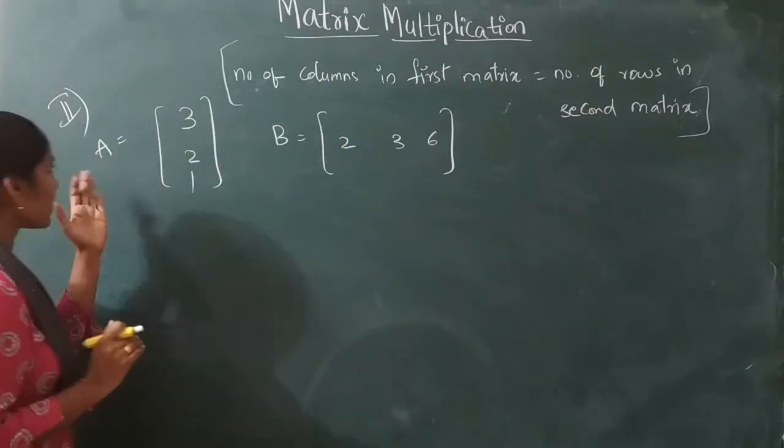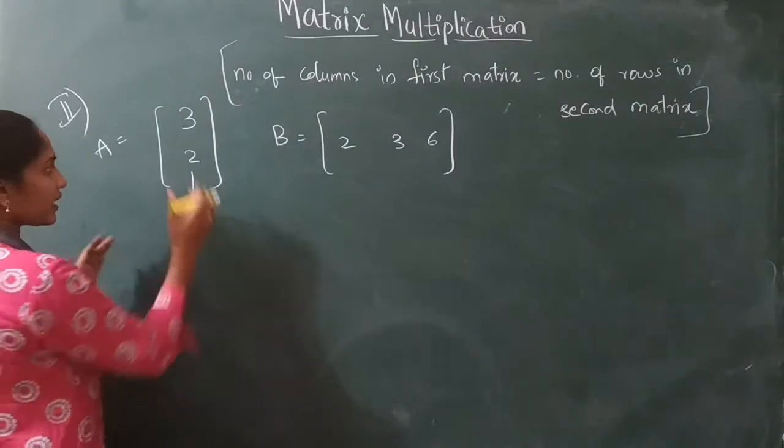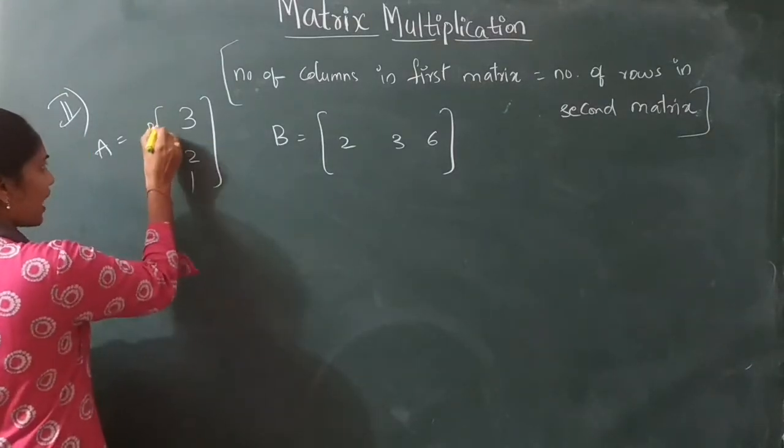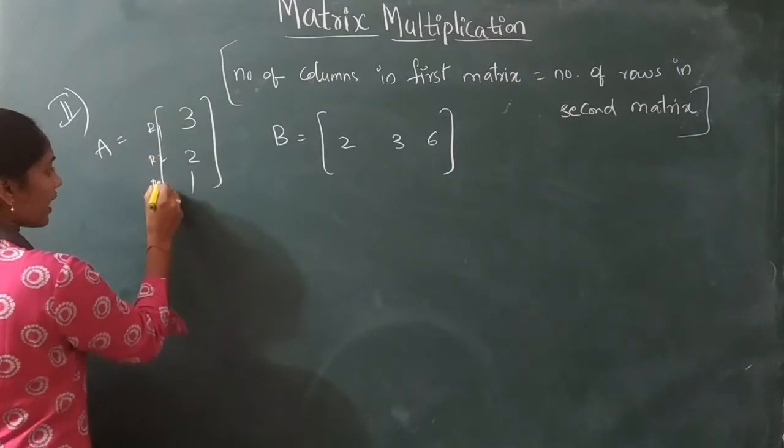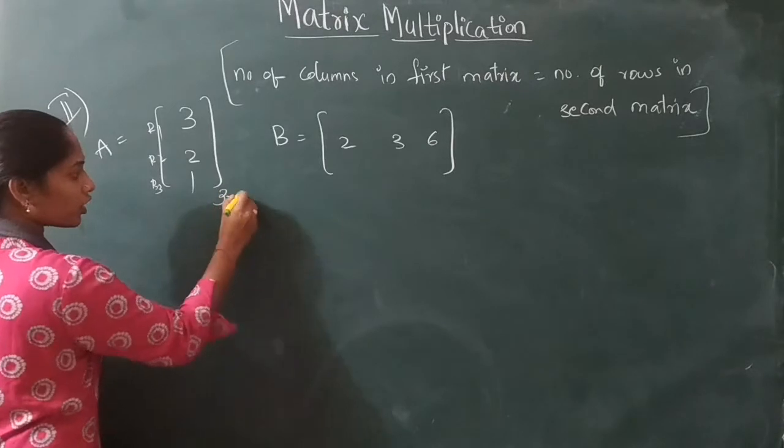So now let's see the matrix A. What is its order? Come on, check how many rows are there. 1, 2, 3, right? R1, R2 and R3. How many? 3 rows are there. How many columns? 1 column.